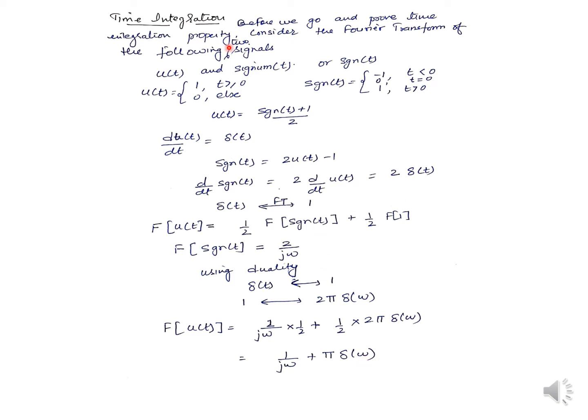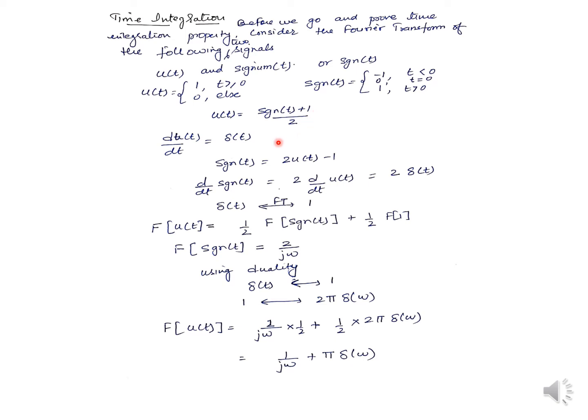So here, before we start with the time integration property, we must know the Fourier transform of some signals. u(t) is 1 for t greater than or equal to 0, and 0 otherwise, and signum is a function defined as minus 1 for t less than 0, 0 for t equals 0, and 1 for t greater than 0. And u(t) is basically equal to (signum(t) + 1) divided by 2.